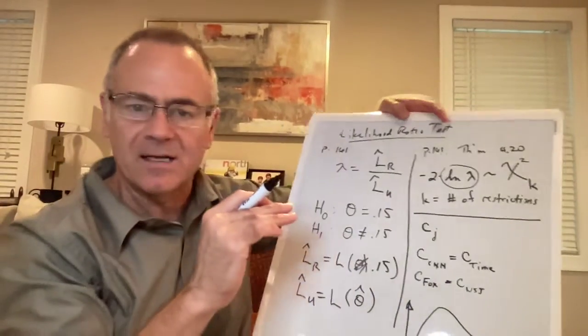Okay, so that is 2.6. I'll come back and say a little bit more. In fact, I'm going to give an example of how to do that likelihood ratio test. So we've just finished 2.6. I'll see you in 2.7.